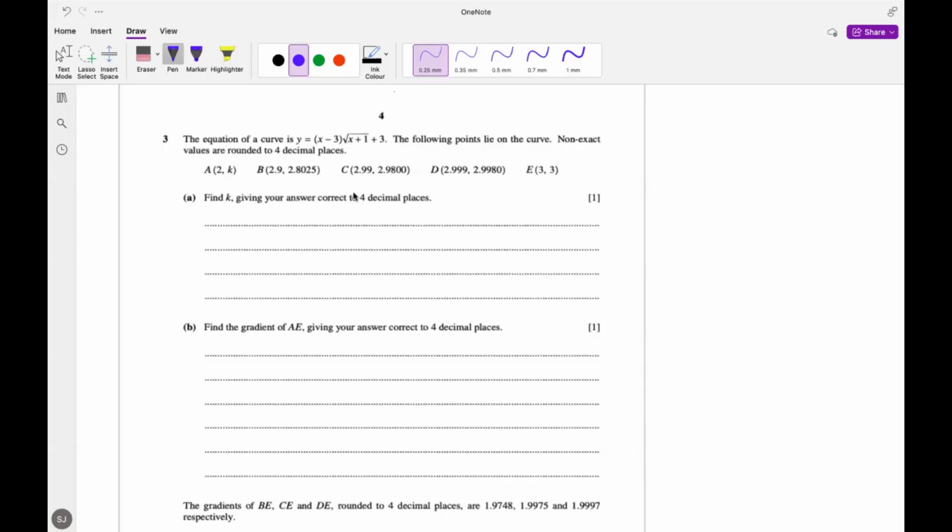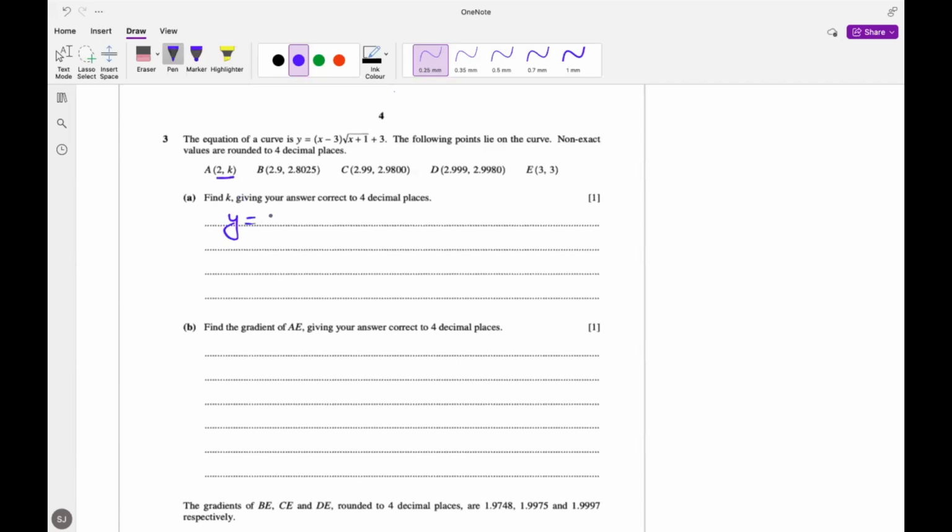In question 3, the equation of a curve is y equals (x minus 3) into square root of (x plus 1) plus 3. The following points lie on the curve. The non-exact values are rounded to 4 decimal places. In part A, we have to find K, giving the answer correct to 4 decimal places. So to find K, we'll substitute x equals 2 into the equation, and y will be equal to K.